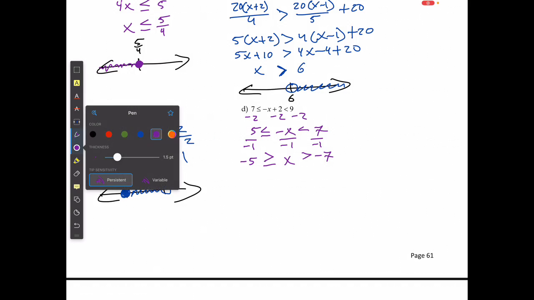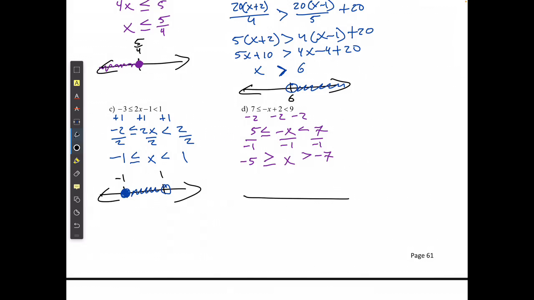And then I can put this on a number line. Well, negative 7 is my lower value. Negative 5 is my higher value. 7 does not include the equal to, but 5 does include the equal to, and I shade in between. And that's it.